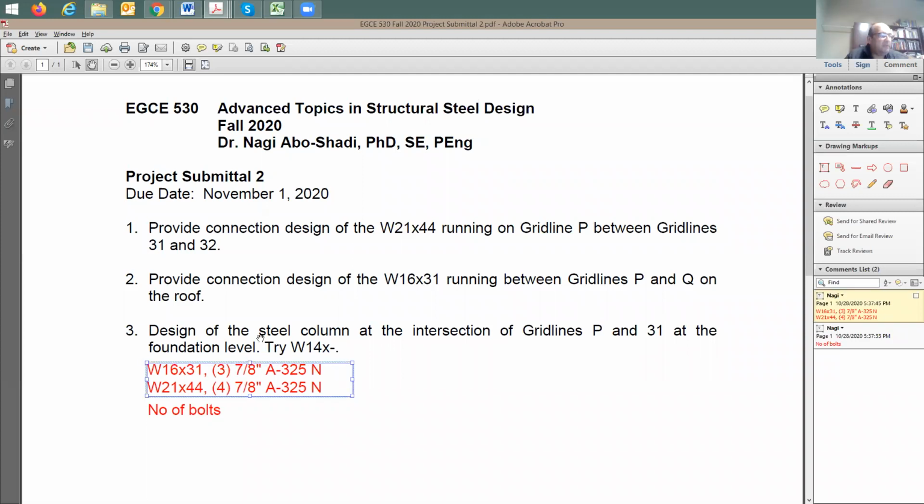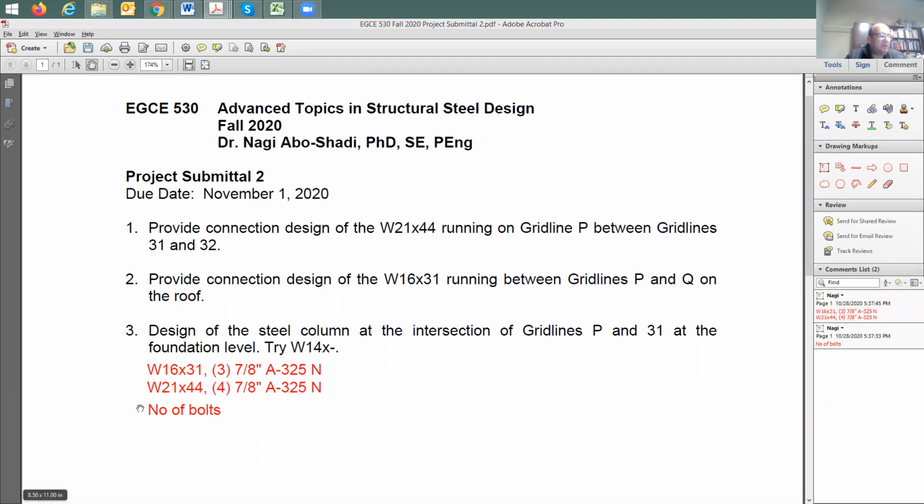Two common size bolts that we usually use in construction are 3/4 and 7/8 of an inch in structural steel. So it depends on the designer. I want everybody to have the same, so you make it easier on me for grading. So you're going to come up with the number of bolts. This is going to be your item number 1.